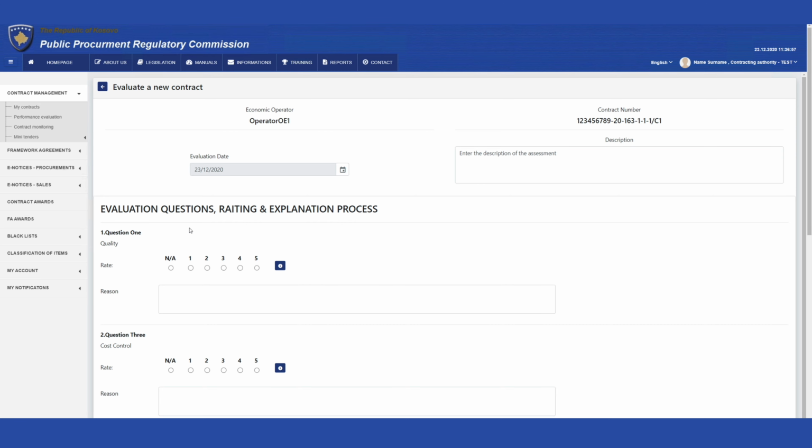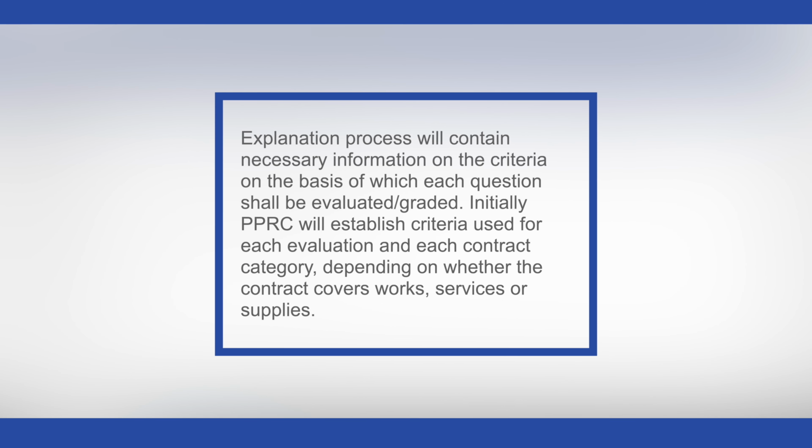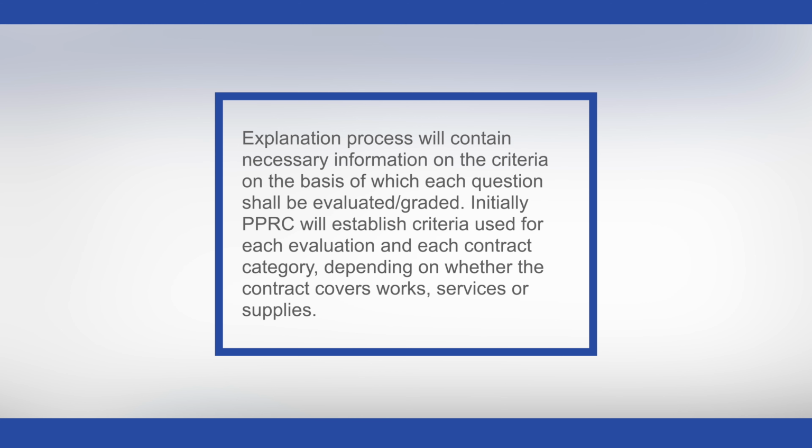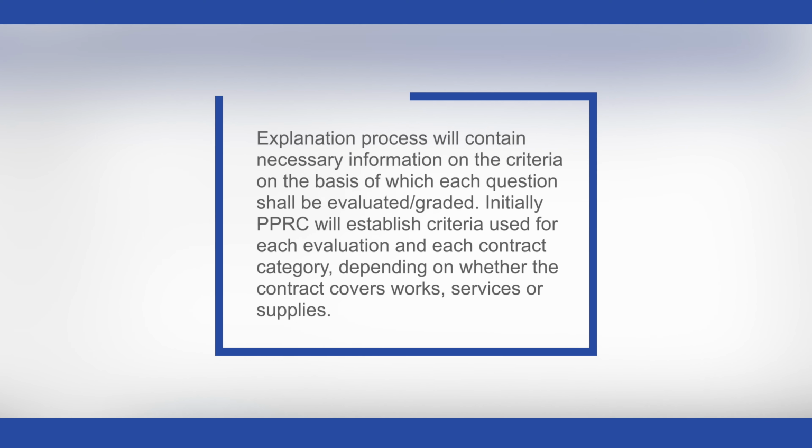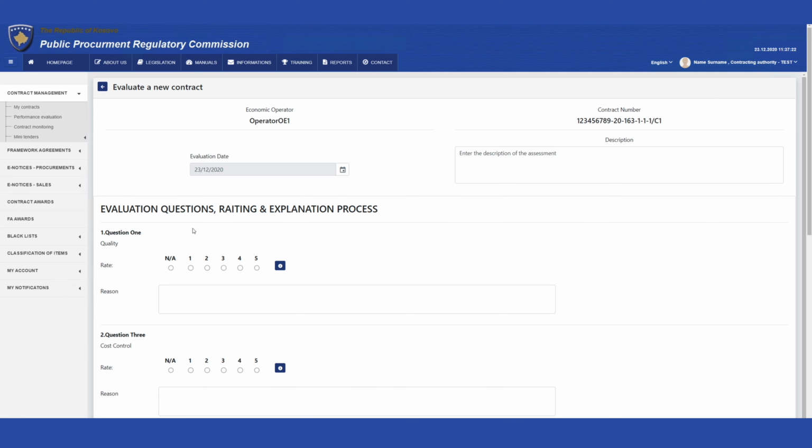One needs to bear in mind that the explanation process will contain necessary information on the criteria on the basis of which each question shall be evaluated, graded. Initially, PPRC will establish criteria used for each evaluation and each contract category, depending on whether the contract covers works, services, or supplies. In the first question, quality, you can grade 1 to 5.